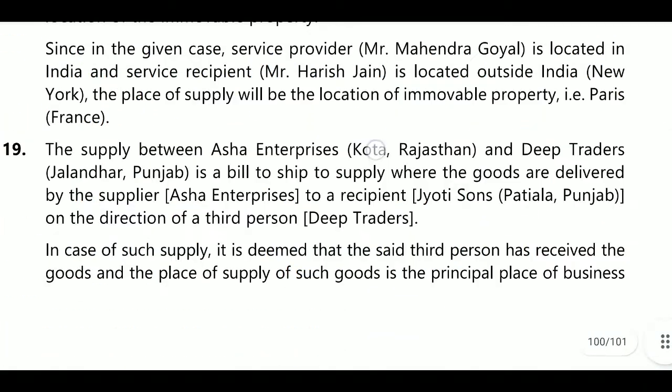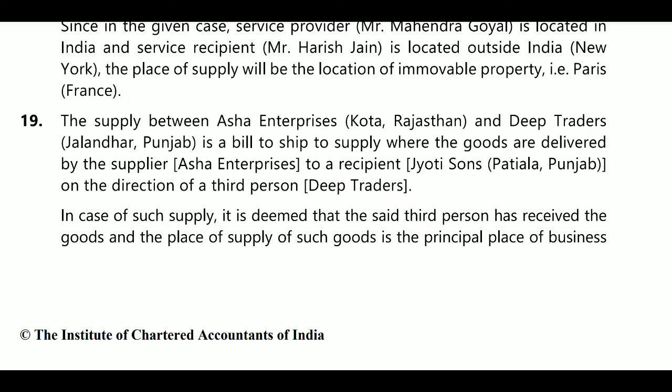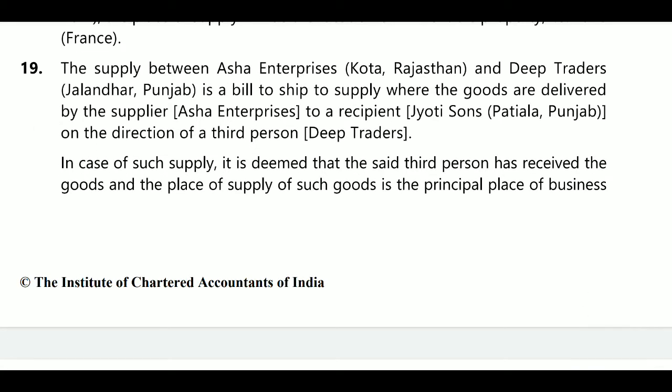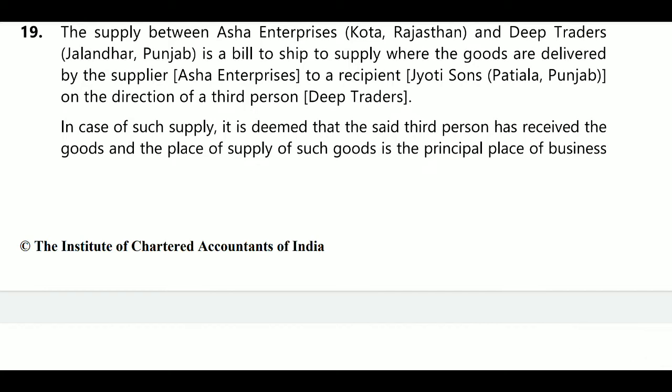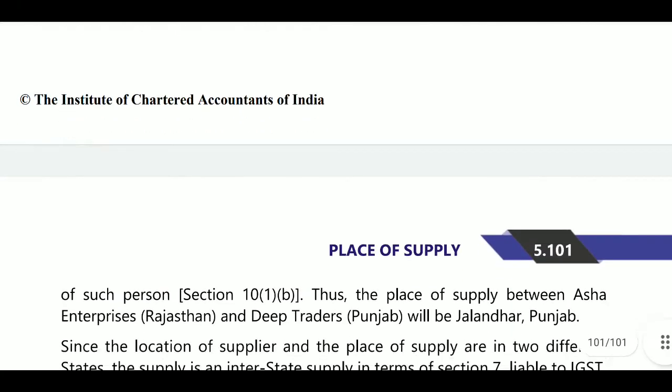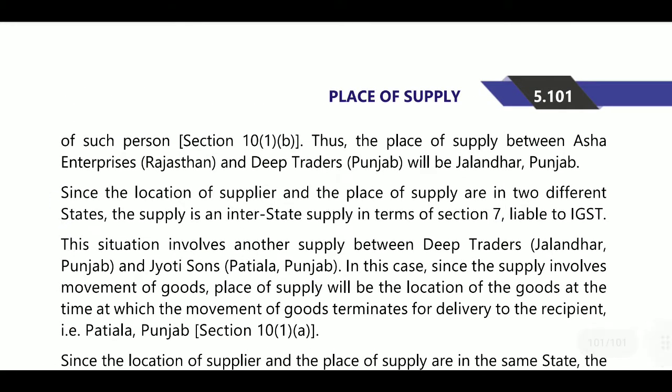The answer will be: the supply between Asha Enterprise and Deep Traders is a bill-to-ship-to supply, where goods are delivered by the supplier to a recipient on the direction of a third person, who is Deep Traders. In the first case, the principal place of business of Deep Traders will be taken as the place of supply. In such a supply, it is deemed that the third person, Deep Traders, has received the goods, and the place of supply of such goods is the principal place of business of such person. Thus the place of supply between Asha Enterprise and Deep Traders will be Jalandhar, Punjab.